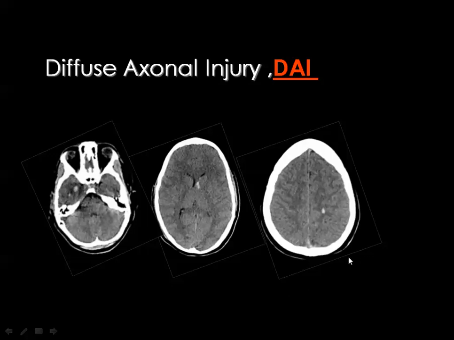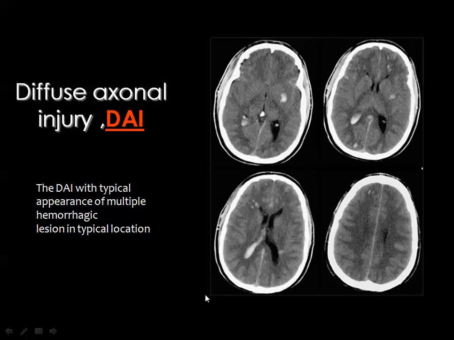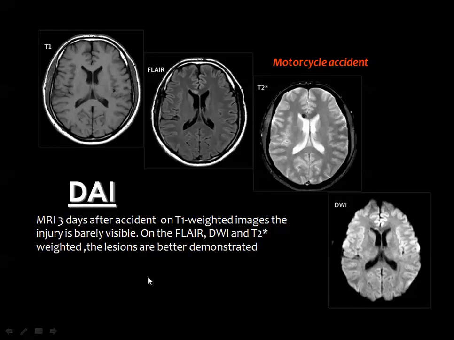This is diffuse axonal injury, with a hemorrhagic spot in the temporal lobe, another one in the high parietal area, and a third one near the foramen of Monroe. And this is diffuse axonal injury with extensive hemorrhagic foci in both frontal, occipital, parietal, and temporal lobes, as well as the development of intraventricular hemorrhage.